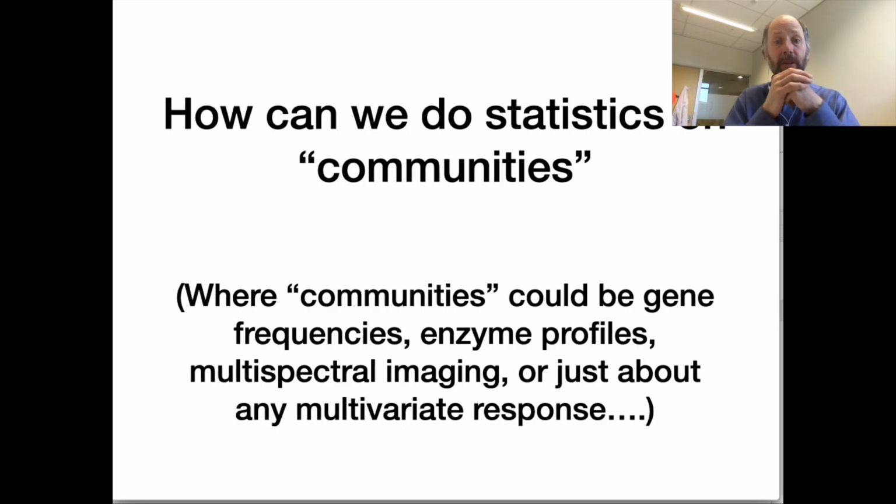So I should be clear that when I say how do we do statistics on communities, I use the word communities to mean sort of any multivariate response. Although you might be thinking, I'm not an ecologist, I don't really care about communities, and that's fine. But you probably will deal with some sort of multivariate data, whether that's gene frequencies or what genes are upregulated or downregulated, whether it's profiles of enzymes with multiple responses or multispectral imaging, or even community responses to a poll. Almost all science at some stage gets into a multivariate data set.